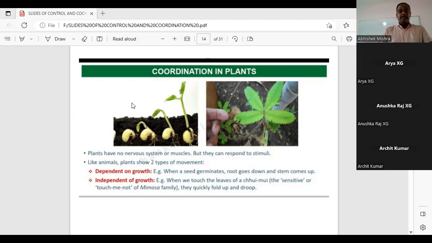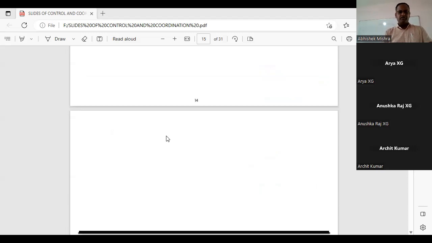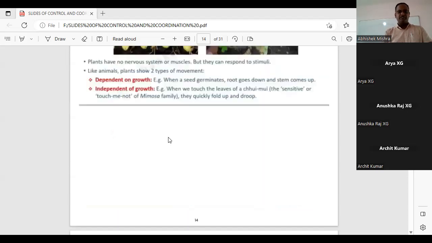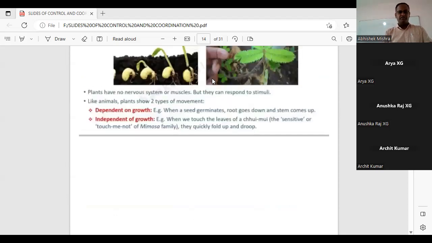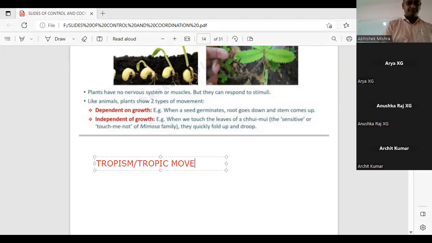Remember, students, there are two types of movement in plants: one is dependent on growth and one is independent of growth. There are special terms for these. Let me write them for you. There are two types of movement in the plant. One is called tropism, or tropic movement, and the other is called nastism, or nastic.